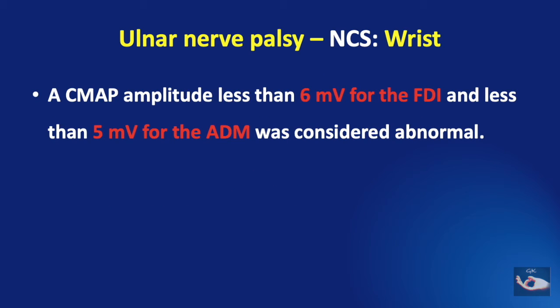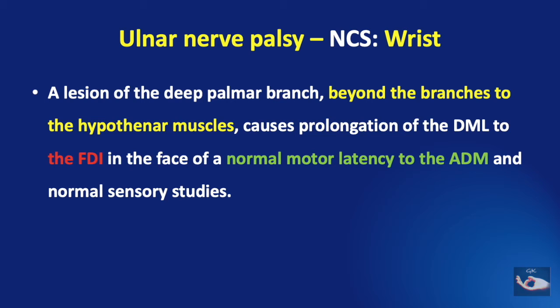Also, a compound motor action potential amplitude less than 6 millivolts for the first dorsal interosseous muscle and less than 5 millivolts for the abductor digiti minimi is considered abnormal. And during the course of this study, if there is a lesion of the deep palmar branch beyond the branches to the hypothenar muscles, there will be a prolongation of the distal motor latency to the first dorsal interosseous muscle in the face of a normal motor latency to the abductor digiti minimi muscle and normal sensory studies.